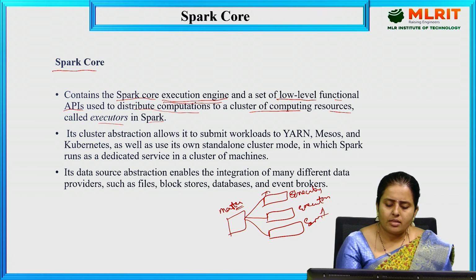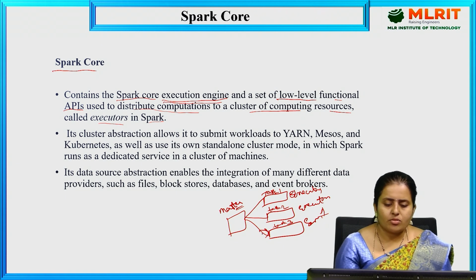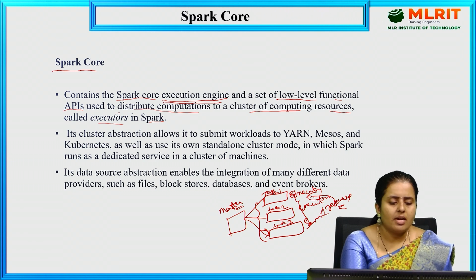So task 1 is assigned to executor 1, task 2 assigned to executor 3, and task 3 assigned to executor 3 machines. So all these executor machines work parallelly, and they share resources. Okay, they share resources among themselves. These resources are allocated by using Spark Core.